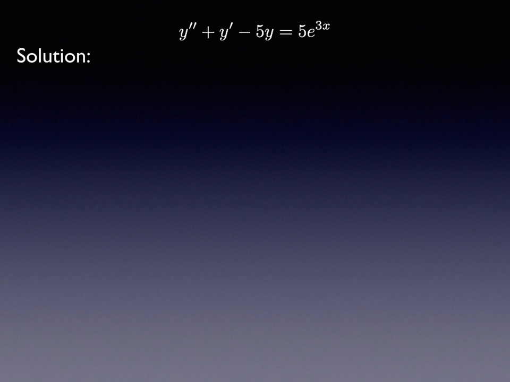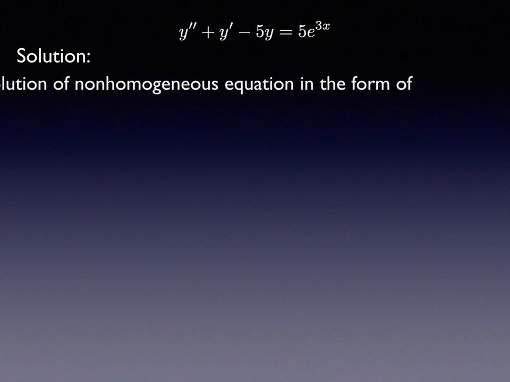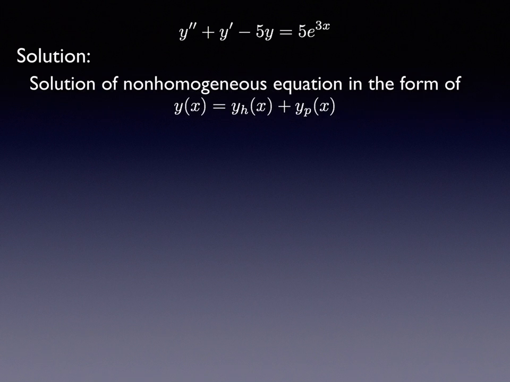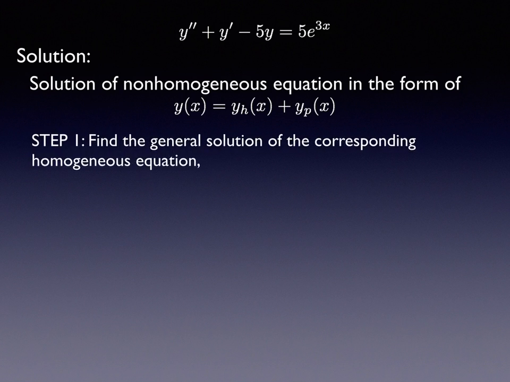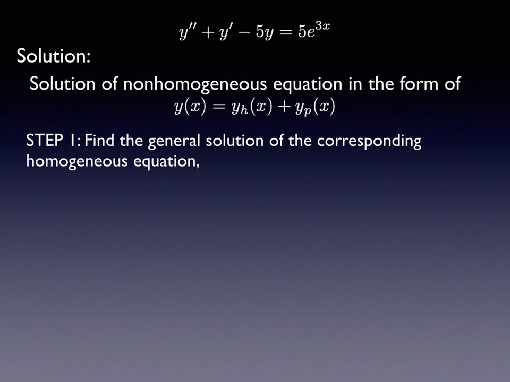So I'm going to scaffold how I'm going to use the undetermined coefficients to solve this equation. In general, we have four steps to solve this one, so it's very easy to recall. The solution form should be yh plus yp. First of all, in step 1, we want to get a homogeneous solution first.